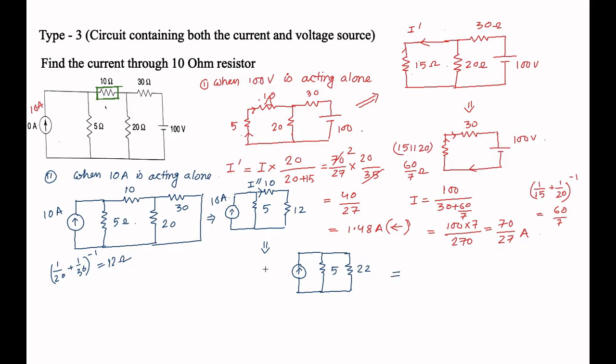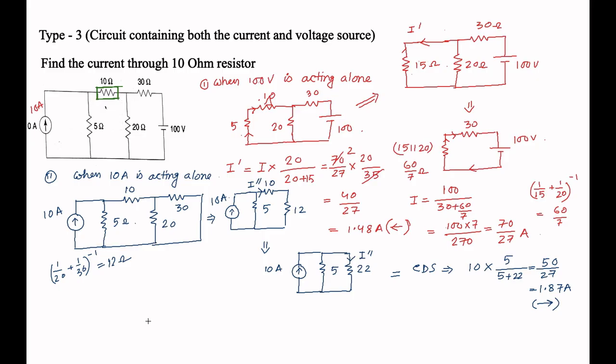Now this is 10 ampere, so apply CDR, the current division rule. The total current I is 10 ampere, and we have to find the current I double dash, left to right. Numerator is 5, denominator is 5 plus 22, so 50 by 27, that is 1.87 ampere, and the direction is left to right. So here it is right to left, here it is left to right.